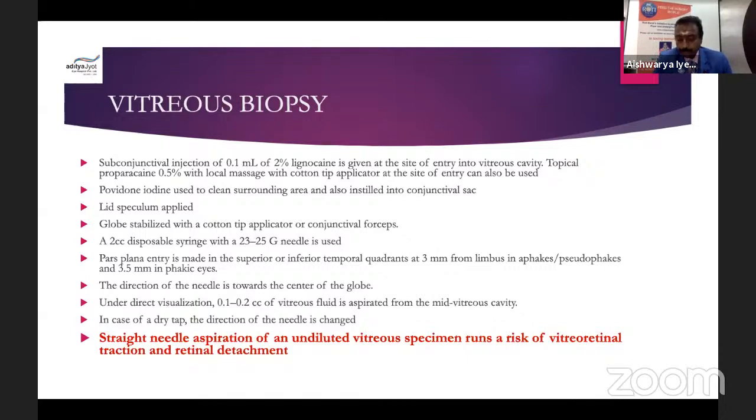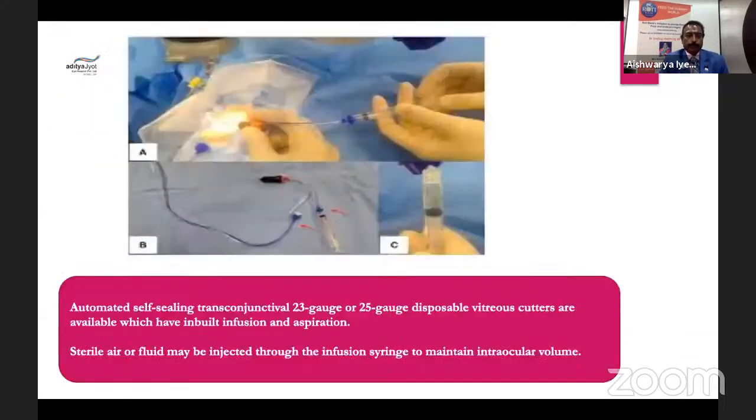It was actually a company from the US, but made along with Frank Koch in Germany. But I have it, and it has a 23 gauge needle tip, which is better than doing a suction, because I think it is risky to remove the vitreous like this. And you can see the automated self-sealing transconjunctival 23 gauge or 25 gauge disposable vitreous cutters are available, which have inbuilt infusion and aspiration. Sterile air or fluid may be injected through the infusion syringe to maintain intraocular volume.